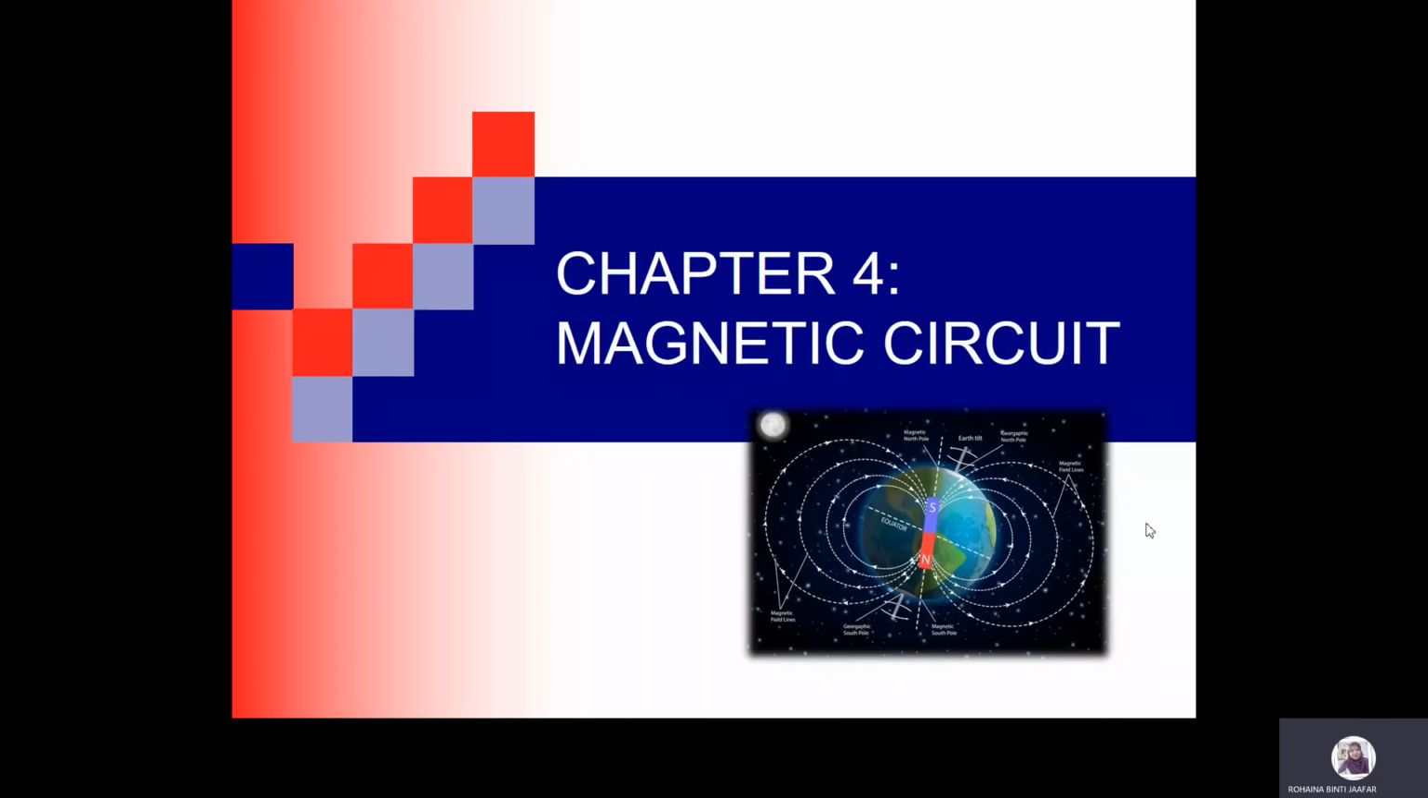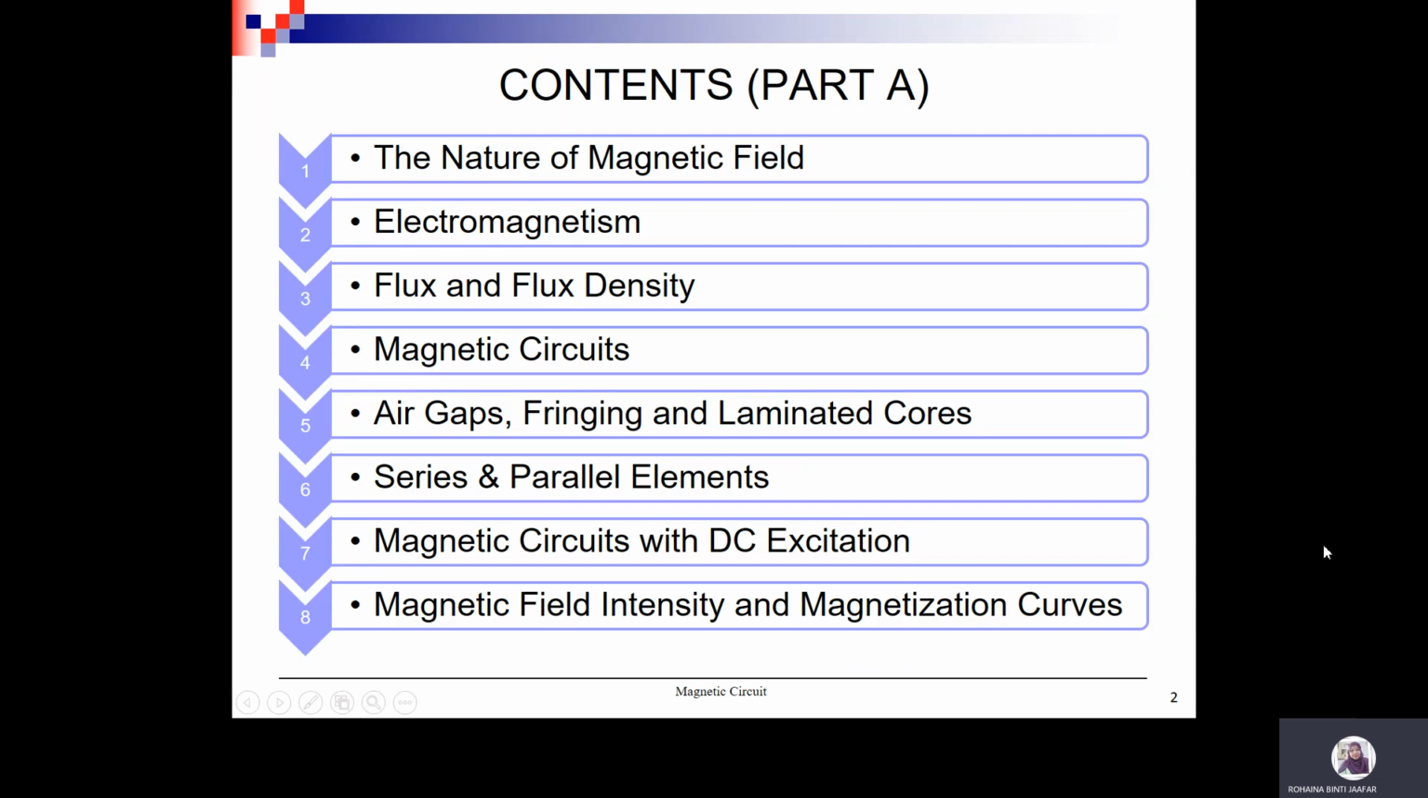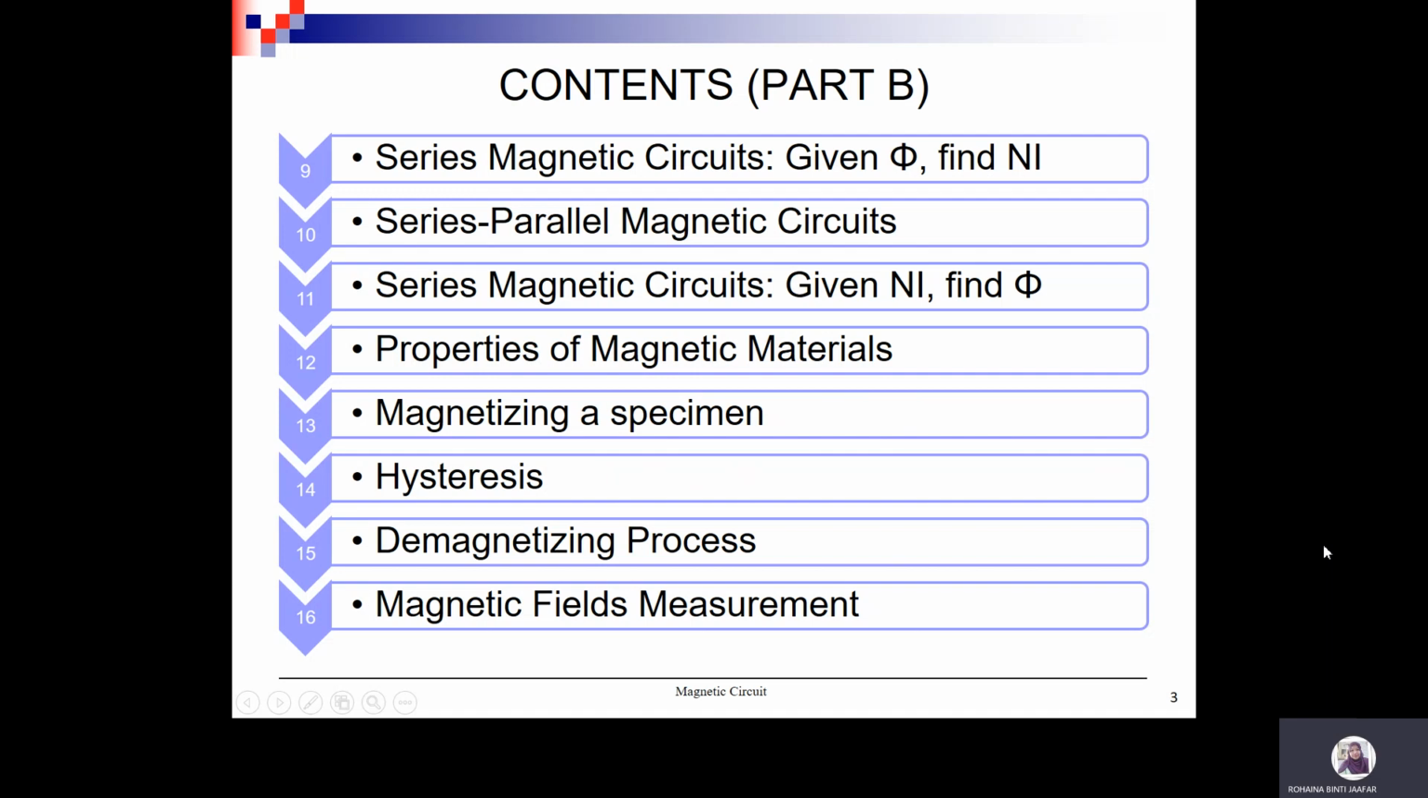So today I will discuss chapter 4, magnetic circuit. These are the contents for part A, and these are the contents for part B. Today I will discuss part A.